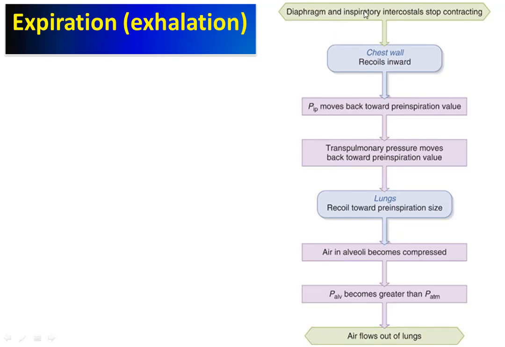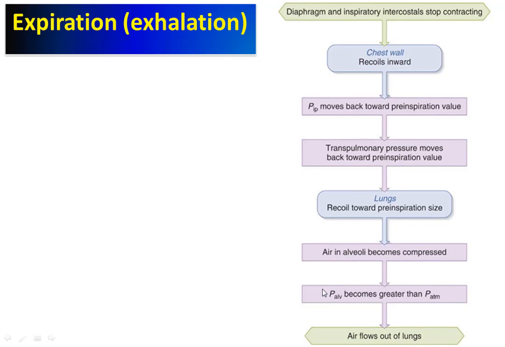So this is expiration. The diaphragm and the inspiratory intercostal muscles, the external intercostal muscles, stop contracting and relax. So the chest wall recoils inwards. The intrapleural pressure moves back towards its non-inspiratory value. Transpulmonary pressure moves back towards its pre-inspiration value. The recoil of the lungs also happens towards its pre-inspiration size, and air in the alveoli becomes compressed.